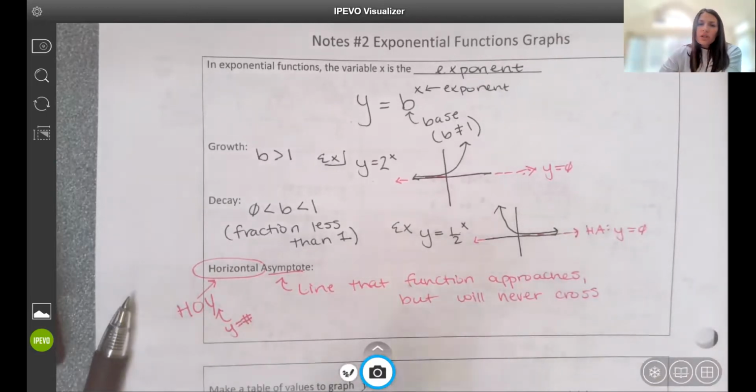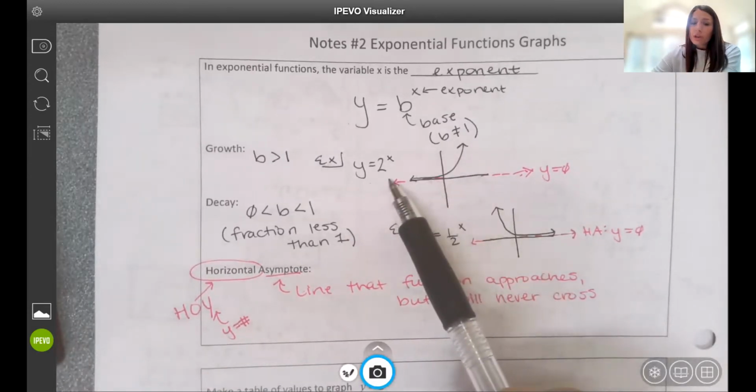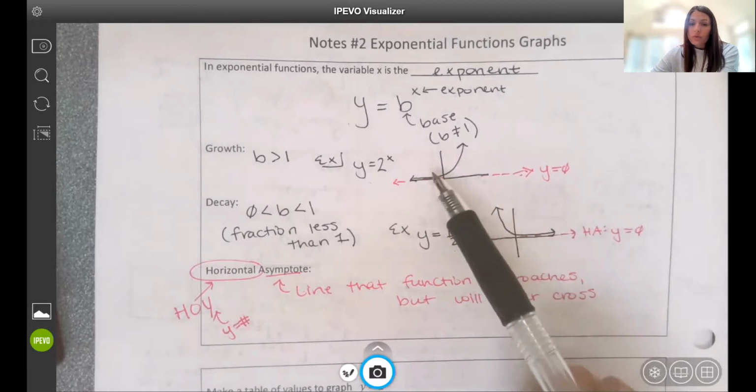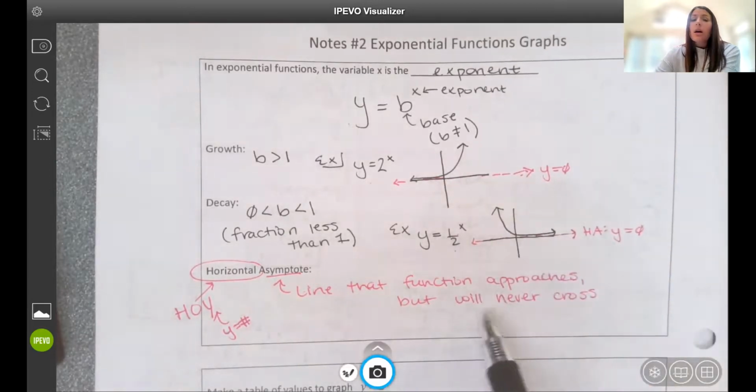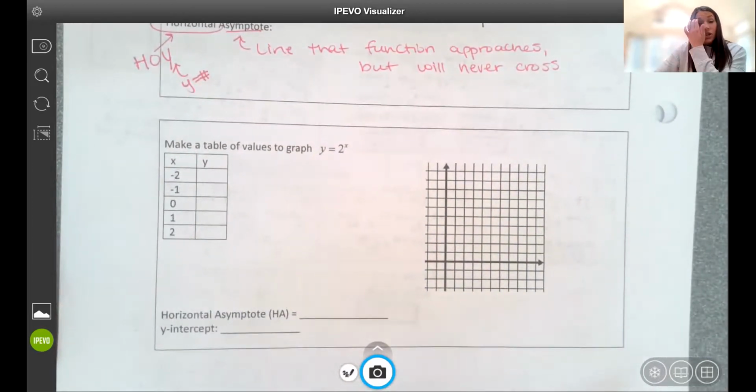Okay, and so that's just an introduction to these functions and what their graphs look like. We have growth when our base is greater than 1. And we have decay when our base is a fraction between 0 and 1, less than 1. Growth graph, decay graph. All of our exponential functions will have a horizontal asymptote that we will include and write the equation for. So first we're going to do an investigation today. We're just dipping our feet in, and then we'll talk more in depth about how different parts of our function transform the graph and how that moves around.